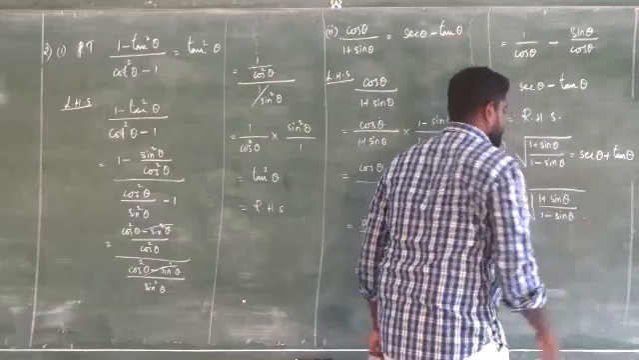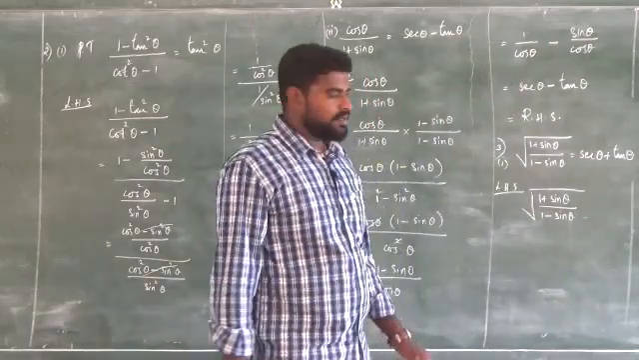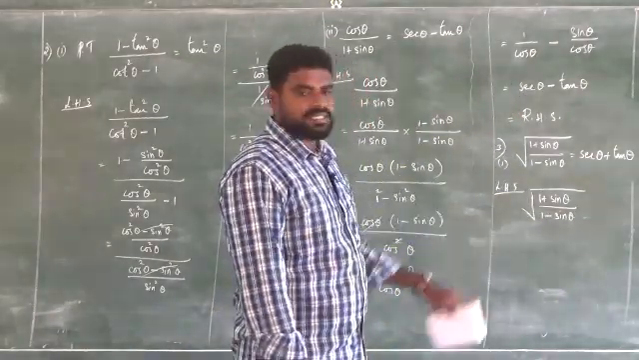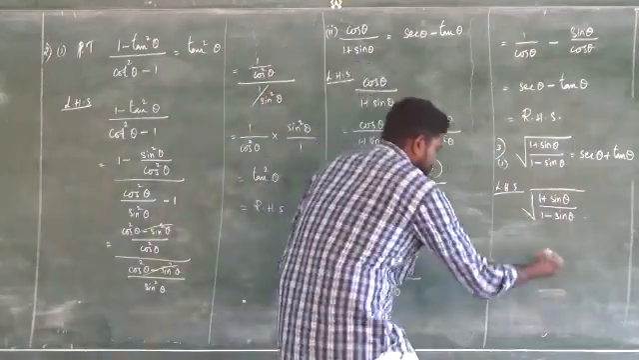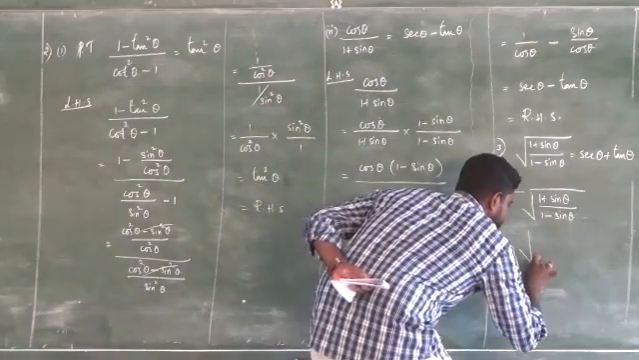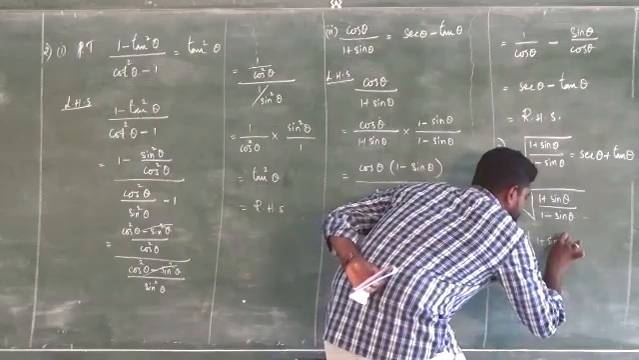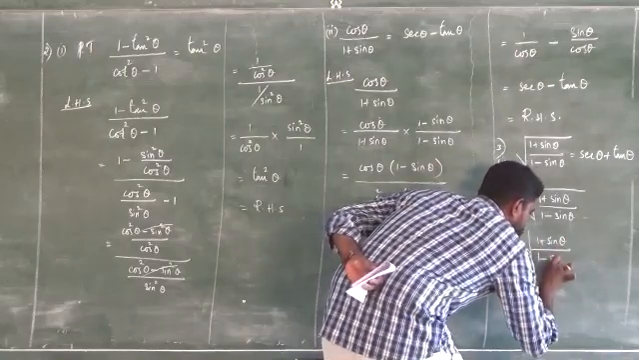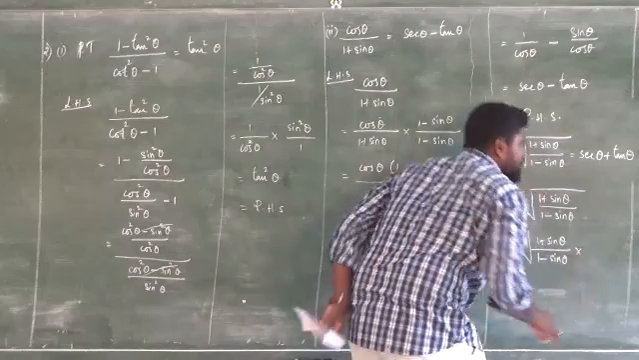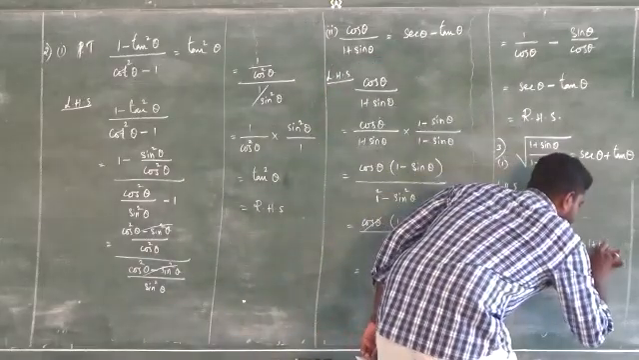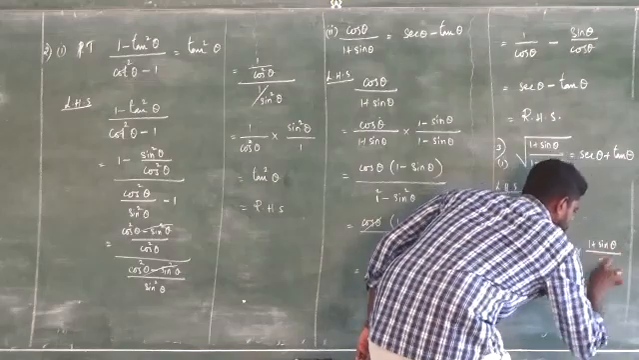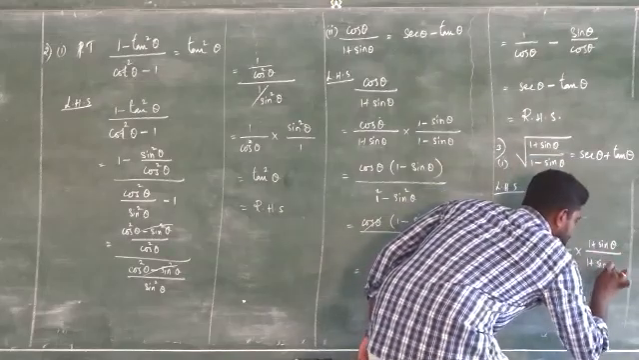See the denominator, it is in the form of a conjugate, 1 minus sin theta. So we need to multiply and divide by the conjugate. So what is the conjugate of 1 minus sin theta? 1 plus sin theta. So root of 1 plus sin theta by 1 minus sin theta, into the conjugate 1 plus sin theta by 1 plus sin theta.